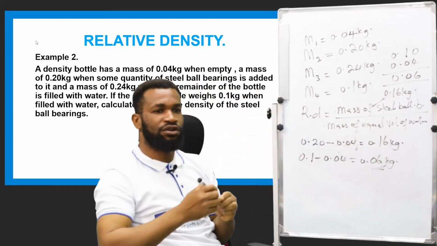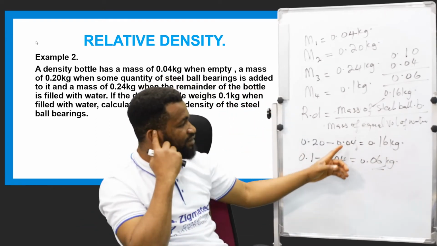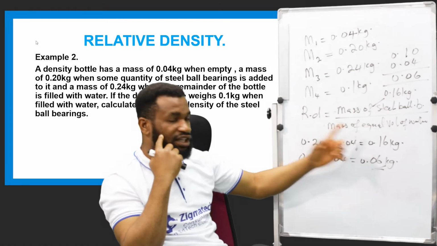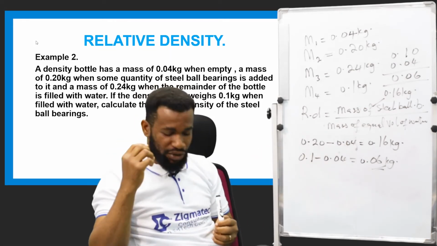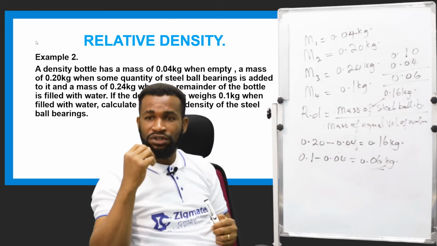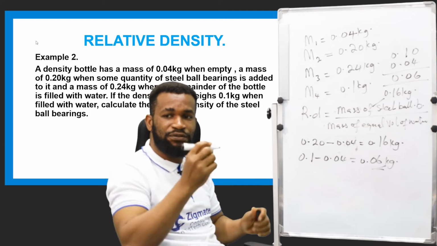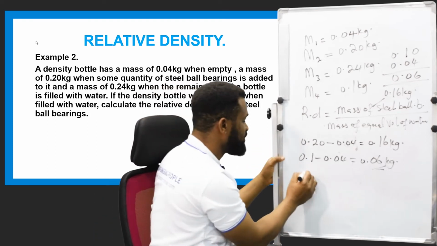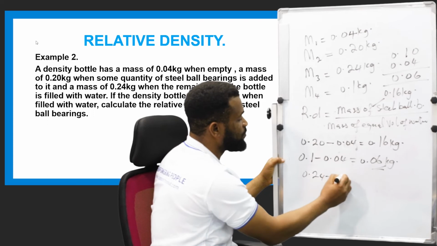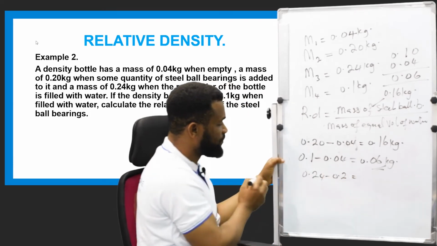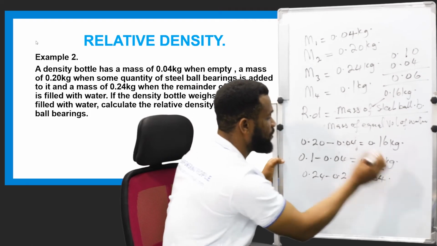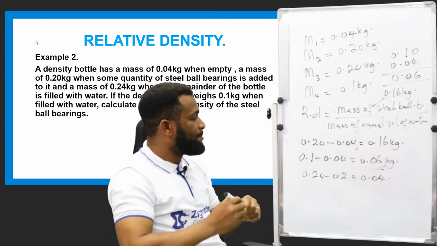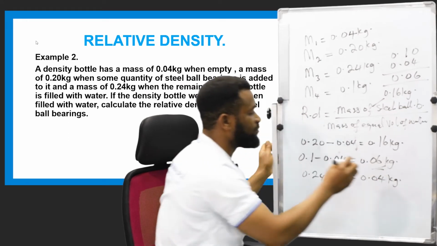Okay, let's finish the rest of this problem. Then when you have 0.24 minus 0.2, we now have another quantity of water, which is going to give you 0.04. You see now, this is in kilogram.